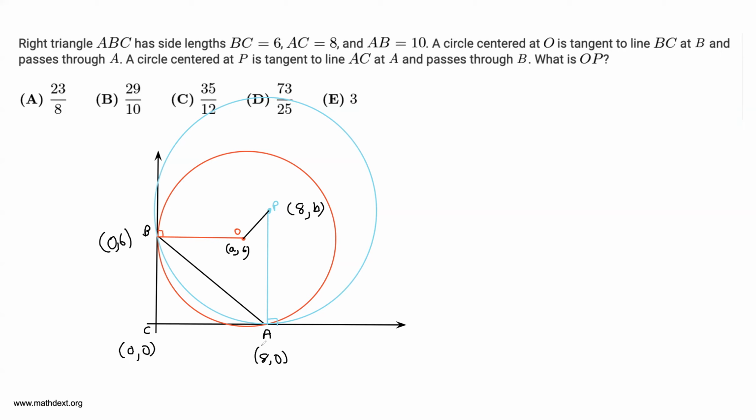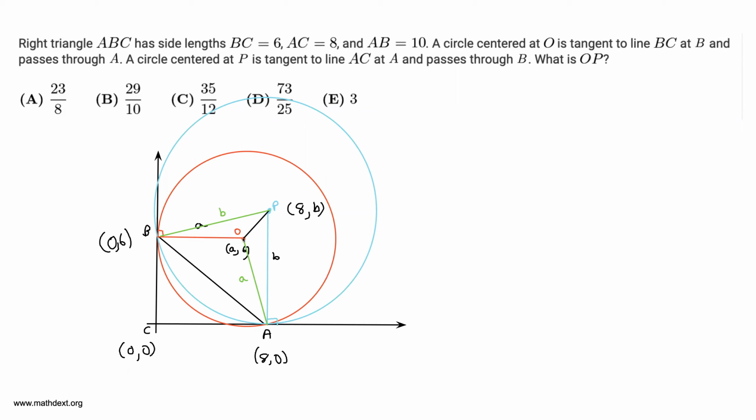Furthermore, line OB has length a and PA has length b. So what's the next thing we can do? Well, we can draw lines OA and PB. And we can say, hey, OA is a radius of the red circle, so OA is also equal to a. And PB is also equal to b, because PB and PA are both radii of the blue circle.